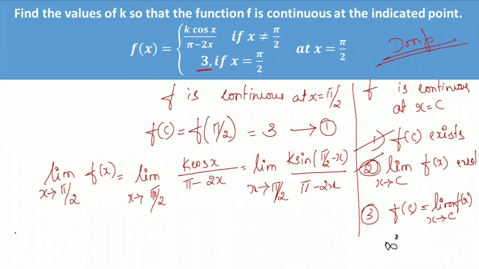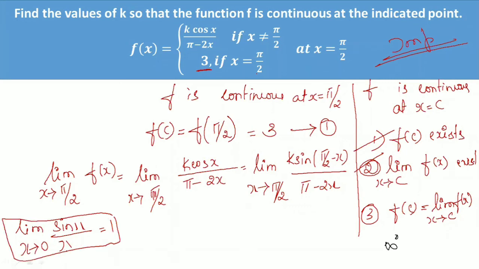Before continuing further, I need this value. What is the limit of sine x by x as x tends to 0? Do you remember this? This is a standard thing which we had derived. The limit of sine theta by theta as theta tends to 0 is equal to 1. Correct? The limit of sine x by x as x tends to 0 is equal to 1. We'll apply that.